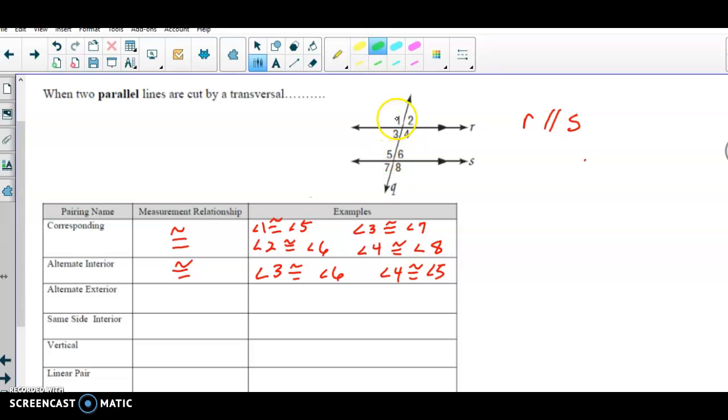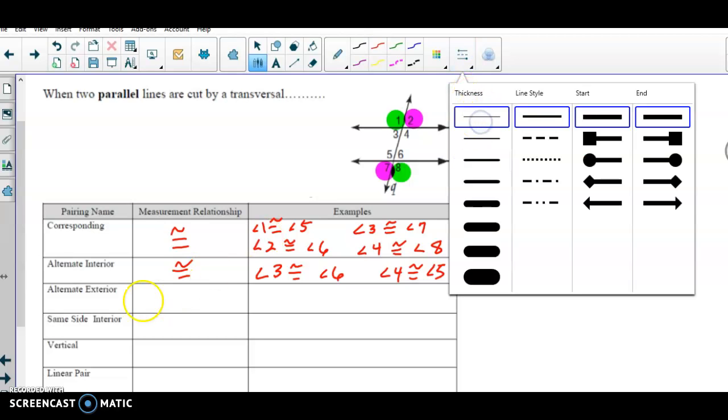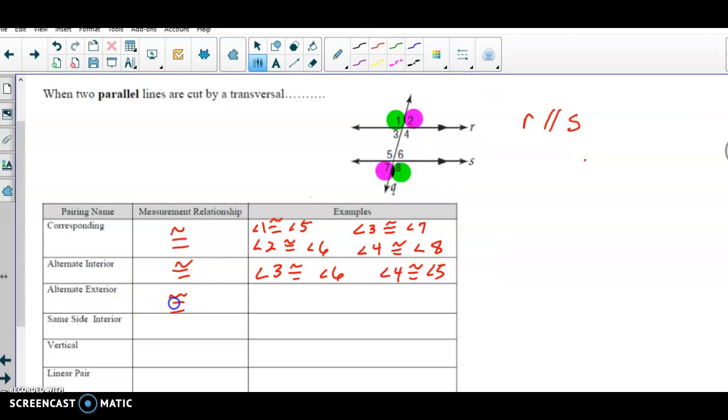Alternate exterior. Your alternate exterior pairs would be 1 and 8, 2 and 7. Okay? So if you look at 1 and 8, both of those are obtuse. They're going to be congruent to each other. 2 and 7 will be congruent to each other. So, alternate exterior pairs will be congruent. Angle 1 is congruent to angle 8. Angle 2 will be congruent to angle 7.